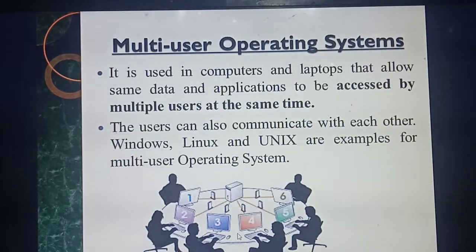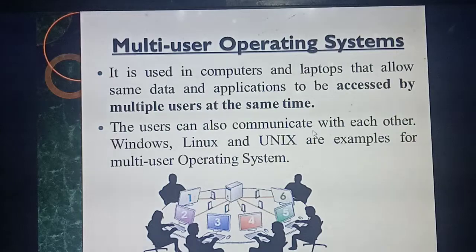Using this operating system, you can also communicate with each other and share your details. For example, if you are using Facebook or WhatsApp at the same time as your friends, through that you can share your information, details, everything. Isn't it? So what are the examples of multi-user operating systems? Windows, Linux and Unix. Understood?